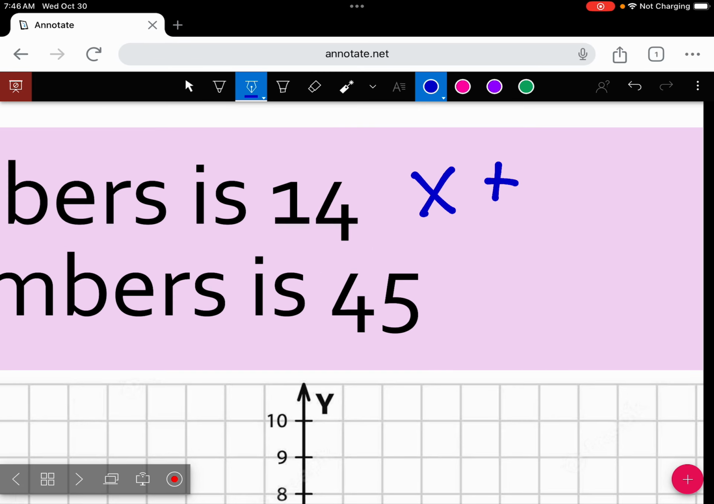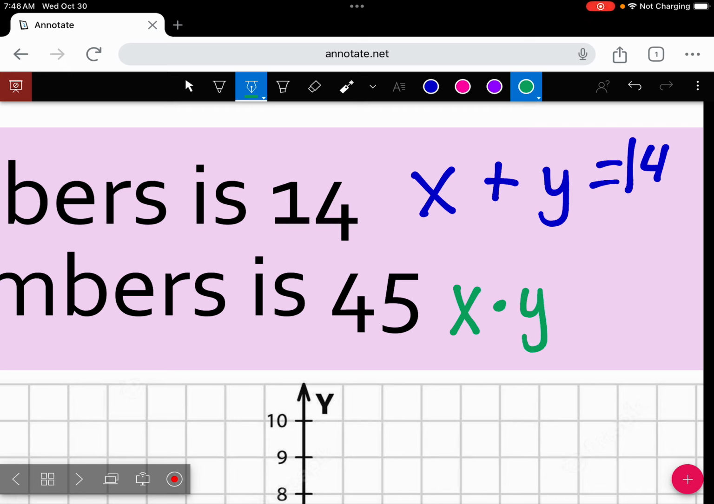Yeah, I could say x plus y equals 14. I don't know why I drew the 4 first, but I did. That's a thing we can say. How do I say that the product of the numbers, what does that mean? X times y. And if you know the x, if I can answer, it's 9 and 5.